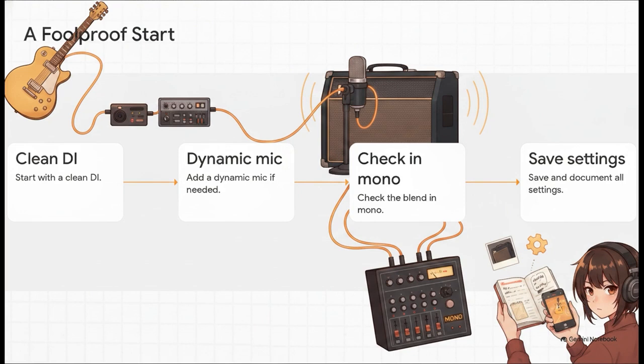If you're just starting out and feeling overwhelmed, just follow this foolproof loop. Number 1, always capture a clean DI as your safety net. Always. Number 2, add a dynamic mic close to the speaker if you want that real amp vibe. Number 3, check that blend in mono to catch any of those sneaky phase issues we talked about. And number 4, document everything. Seriously, snapping a quick photo of your amp knobs and mic placement on your phone is exactly what allows your creativity to survive a lunch break without losing your perfect tone.